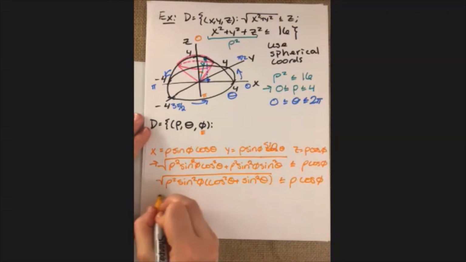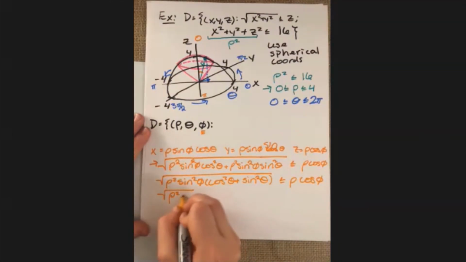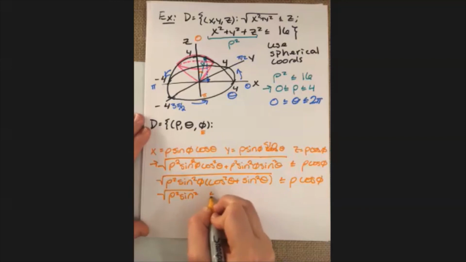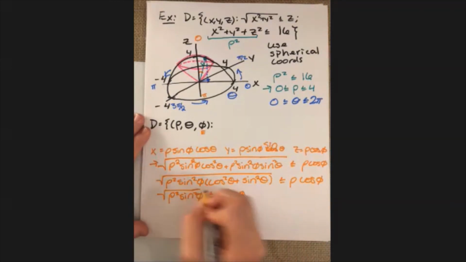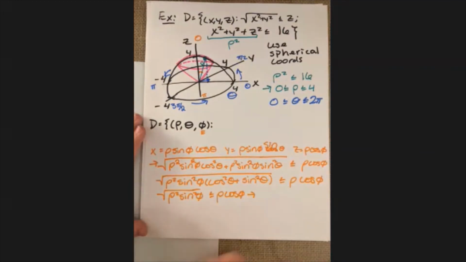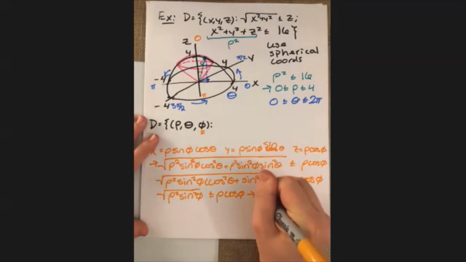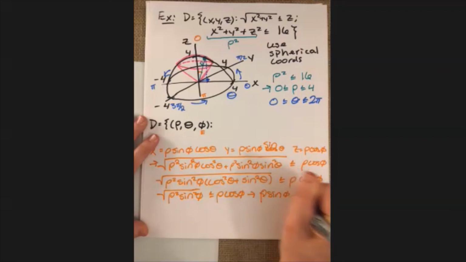So what this means is we have square root of rho squared sine squared of phi has to be less than or equal to rho cosine of phi. Oops, and that's a phi. Well, I can simplify that down a little bit. So I get rho sine of phi has to be less than or equal to rho cosine of phi.